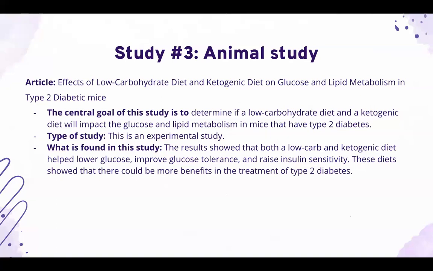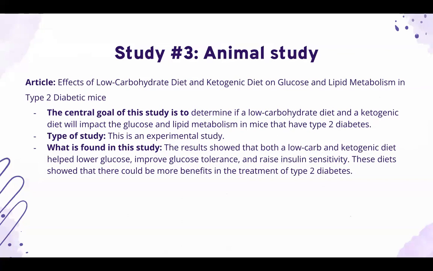So the methods they used: they used mice with type 2 diabetes. They were fed either the standard diet, high-fat diet, a low-carb diet, or a ketogenic diet for 14 weeks. They conducted glucose and insulin tolerance tests. By the end of the study, blood and liver samples were collected, and they looked at the biochemical indicators, hepatic lipid and glycogen content, and the expression of mRNA and protein.